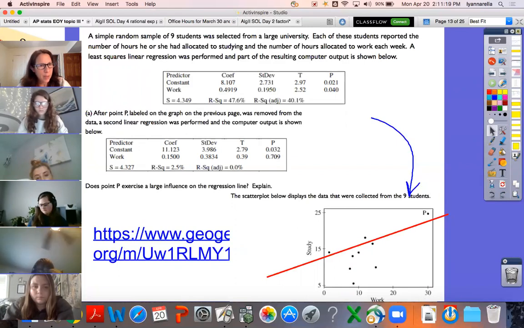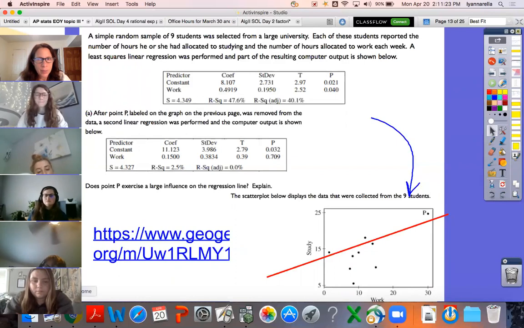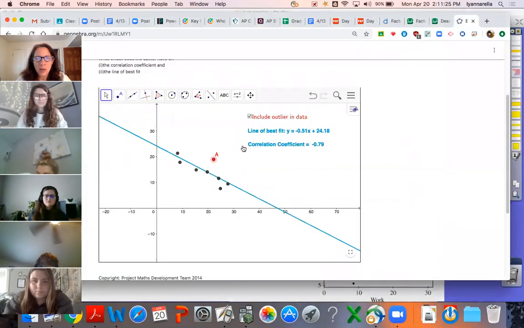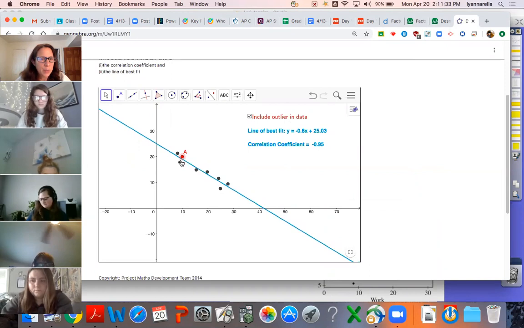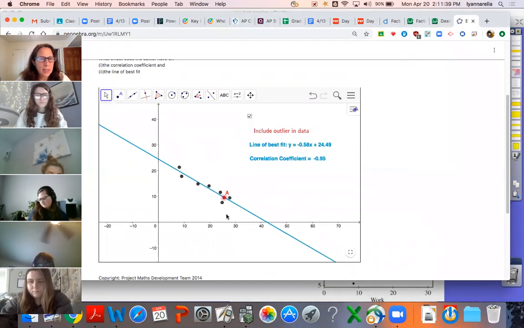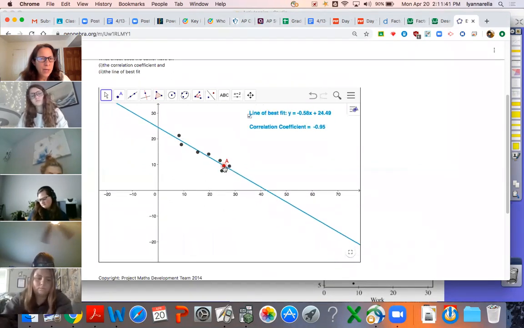Do you guys remember we talked about points of influence? Well, let me show you something. Let this be an outlier. You can see how all these black points are really tightly clustered. If I try and slip it in between those black points, the line barely moves. As long as it's within this X and this X value, the line barely moves.